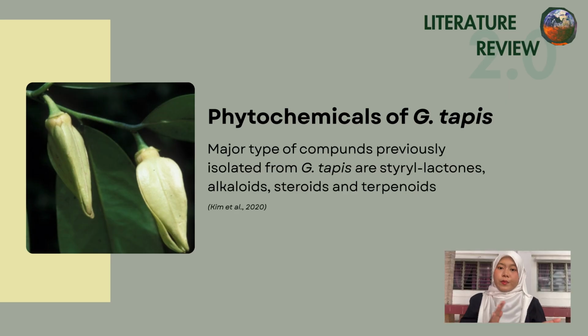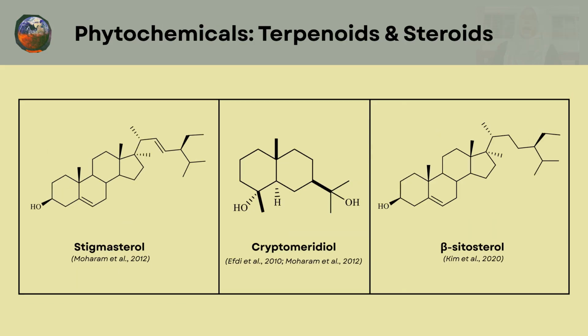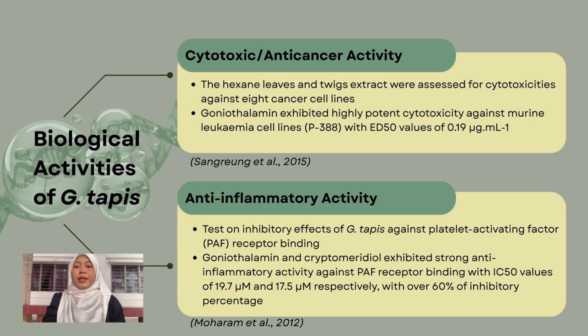Based on the previous reports, there are several phytochemical compounds isolated from Goniothalamus, which are Styryl-Lactones, alkaloids, steroids, and also terpenoids. It is reported that Goniothalamus has biological activities such as cytotoxicity or efficacy activity and also anti-inflammatory activity.